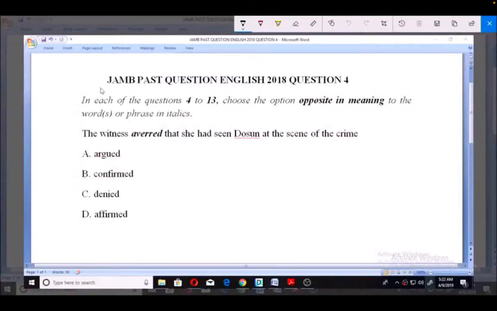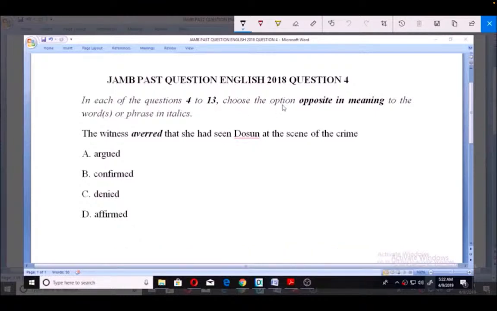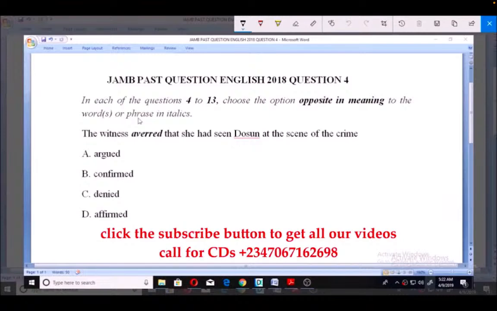Hello, welcome. Let's look at this JAMB past question, English 2018, question number 4. In each of questions 4 to 13, choose the option opposite in meaning to the word or words or phrase in italics.